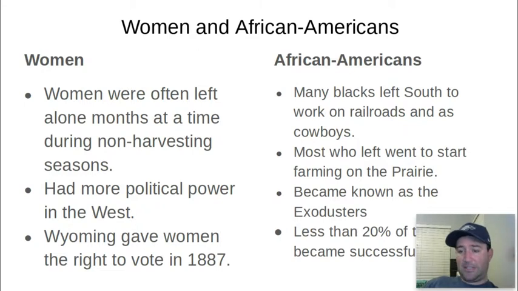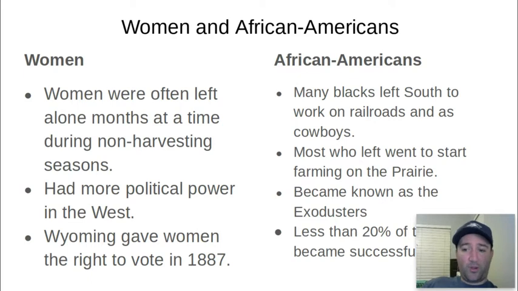Husbands oftentimes left the home and went back into the cities or towns to try to find work that helped pay the bills. And so women often were left at home during those non-harvesting seasons to make sure that they can continue to have a claim on that land. Now, as a result, in the Western states, women had a lot more political power. Anybody here probably doesn't know, and a lot of people in Utah misconceive it, but the first state to allow women the right to vote was the state of Wyoming.